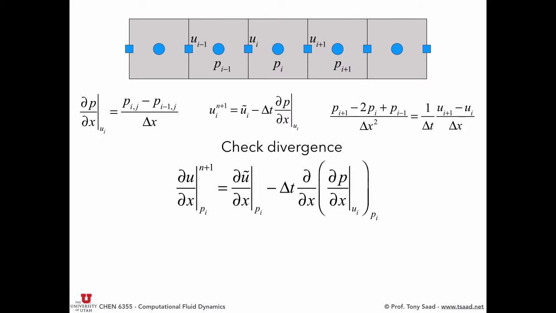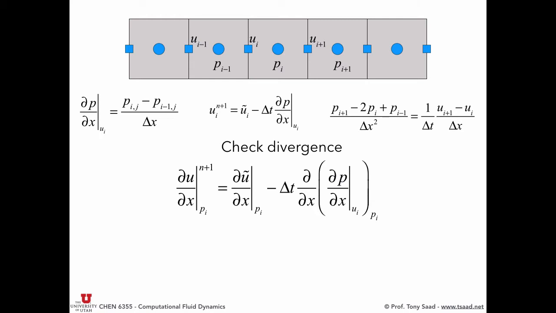So let's check if this is actually divergence-free. To check if we're divergence-free, we want to take div u n plus 1. But where are we evaluating the dilatation? At the cell centers, because the dilatation is consistent with the pressure equation. So it needs to be evaluated at the cell centers. In other words, dilatation is going to take velocities and move them to the cell center. That's why I say du by dx at pi. So that's equal to du tilde by dx at pi minus delta t.